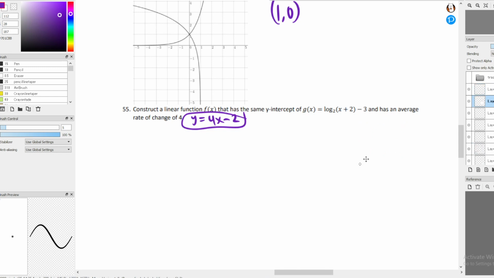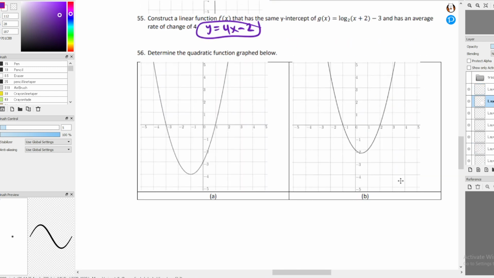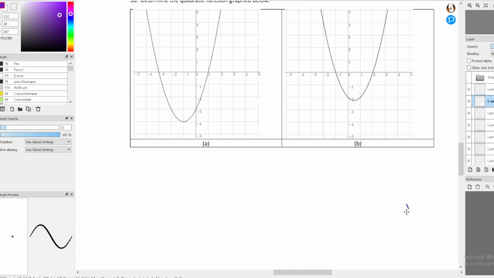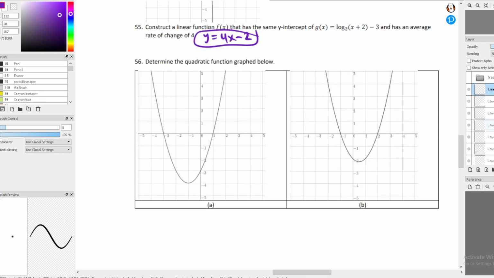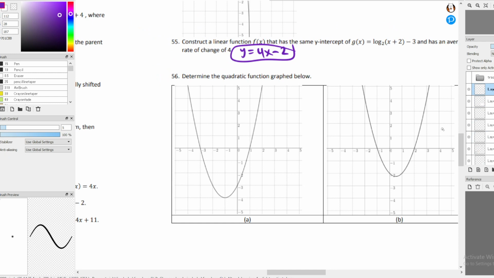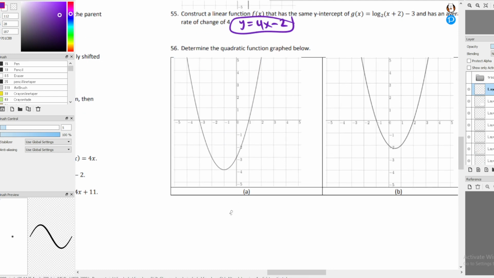So our y-intercept is negative 2, giving us the answer of y equals 4x minus 2. Finally, our last one. It's been an hour and a half. Determine the quadratic function graphed below. So the parent function looks something like this, but it looks like we moved down by 4 and over by negative 1.